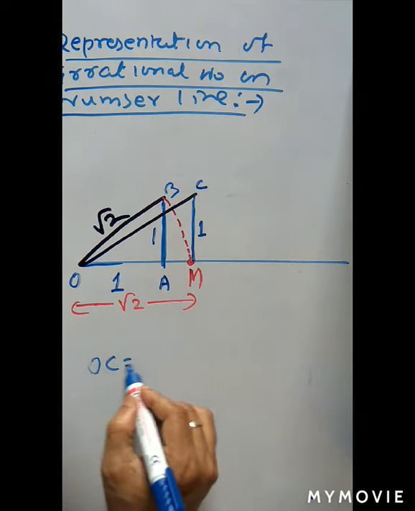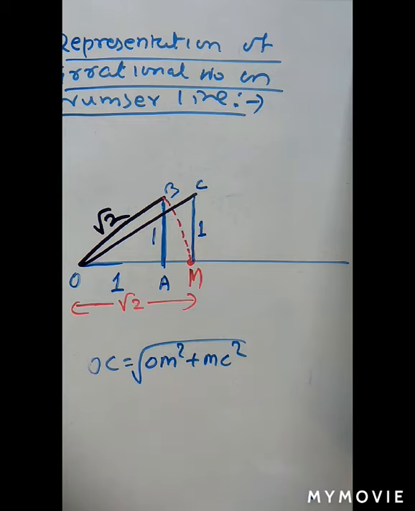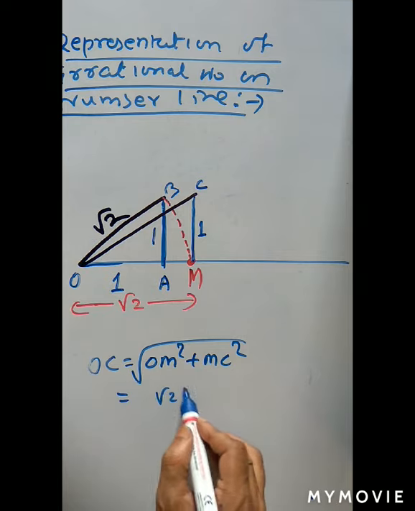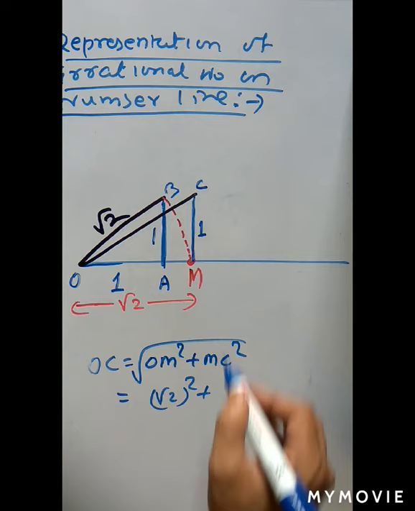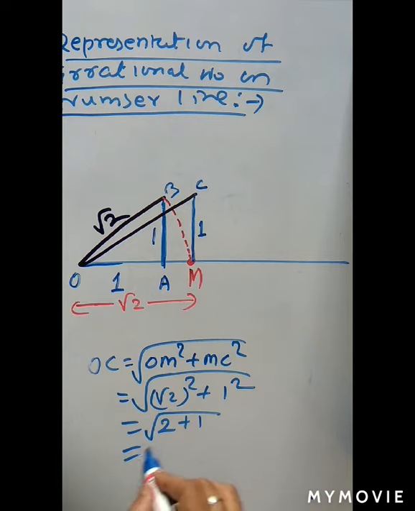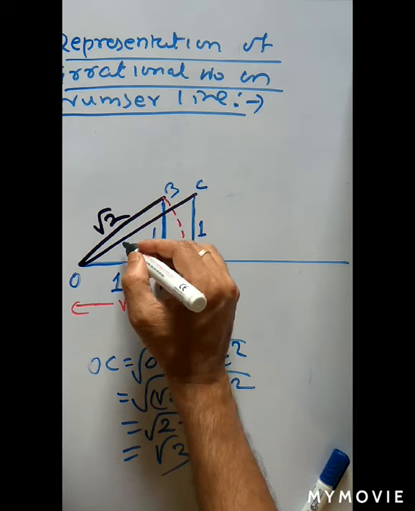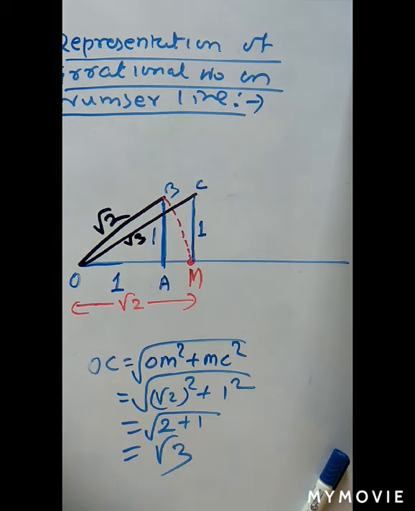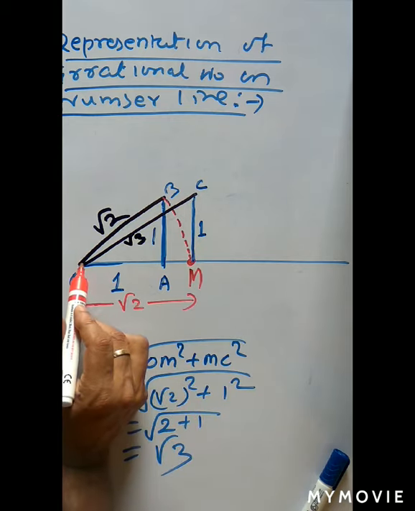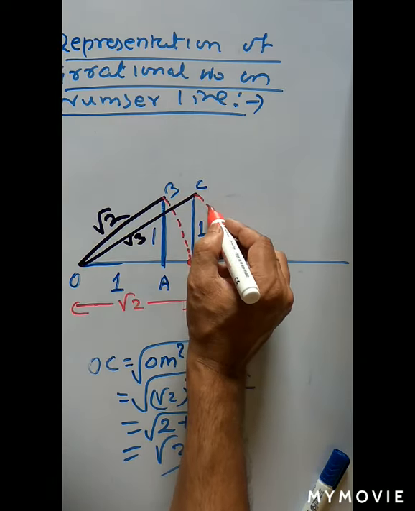OC is equal to the square root of OM square plus MC square, according to which law? Pythagoras theorem. OM is nothing but root 2, so root 2 square plus MC, which is 1 square. That is 2 plus 1, square root of 3. So we got OC equal to root 3. Now again, with O as the center and OC as the radius, draw an arc.